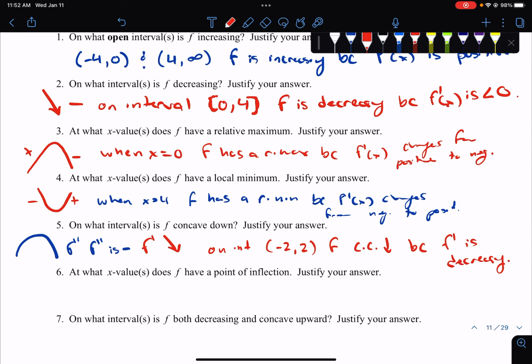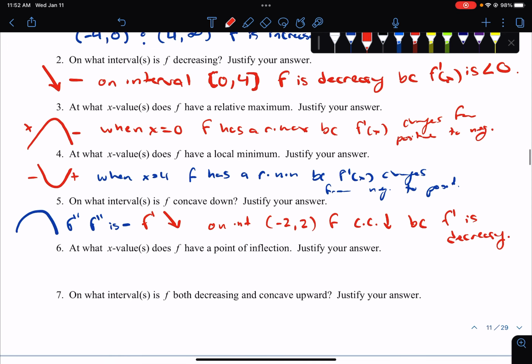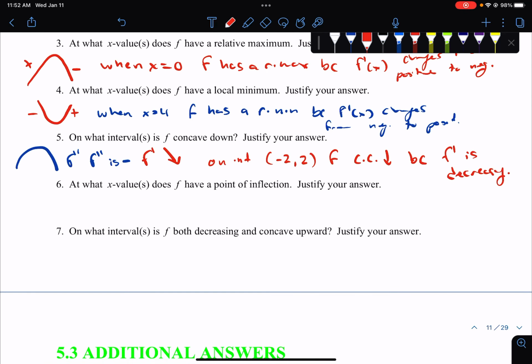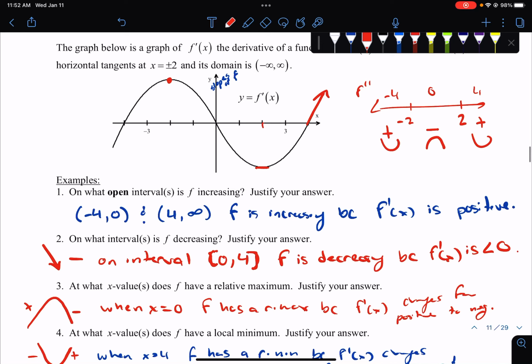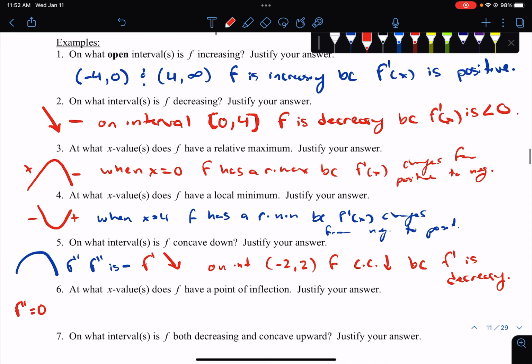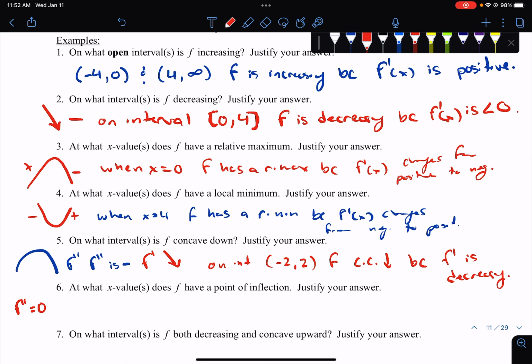All right, so we need to think about what's happening at a point of inflection. So points of inflection, I know that they happen or could happen when f double prime equals 0. But I'm not dealing with f double prime. I'm dealing with f prime. And not only does f double prime have to equal 0, but remember that it has to change signs at that point.